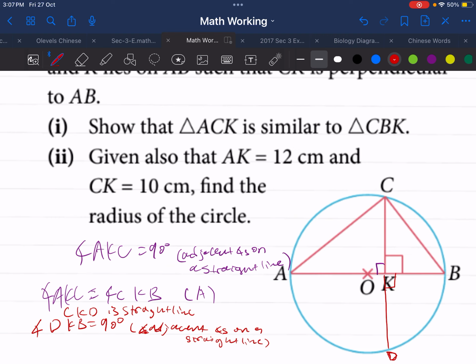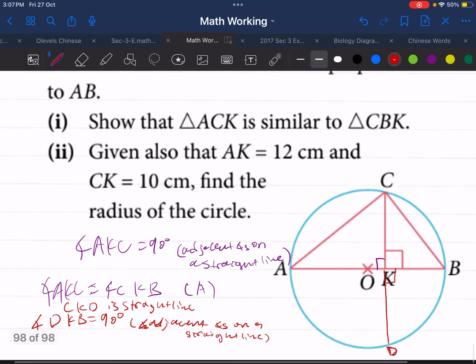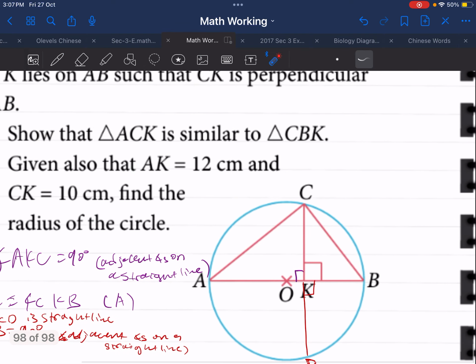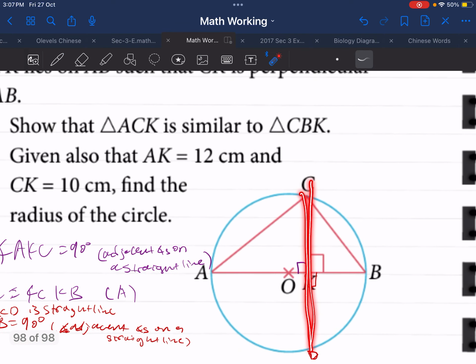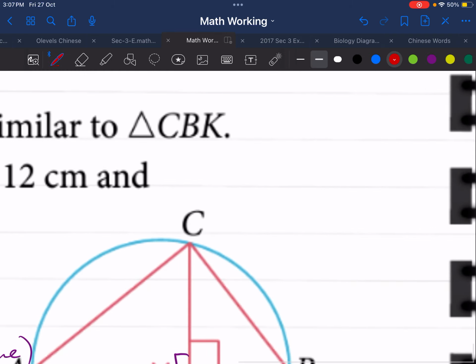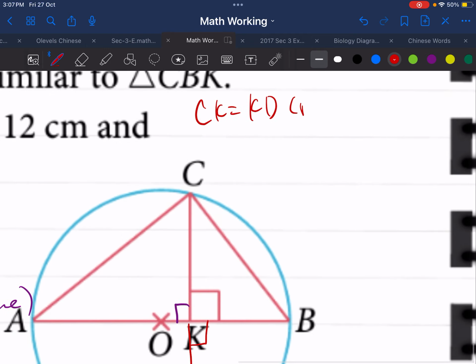Okay, this is 90 degrees. So what we can see here is that this is the chord CKD. This whole thing is a chord. Can you see that? If this is the chord and this is the perpendicular bisector, we know that CK is equal to KD. Why? Because it's the perpendicular bisector of the chord.